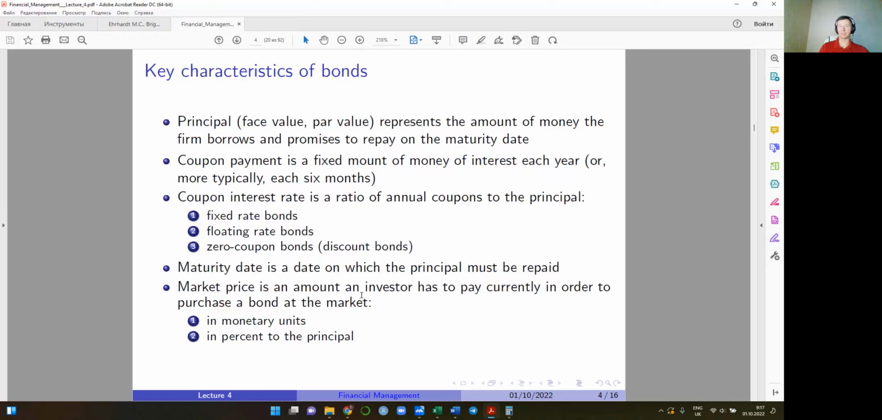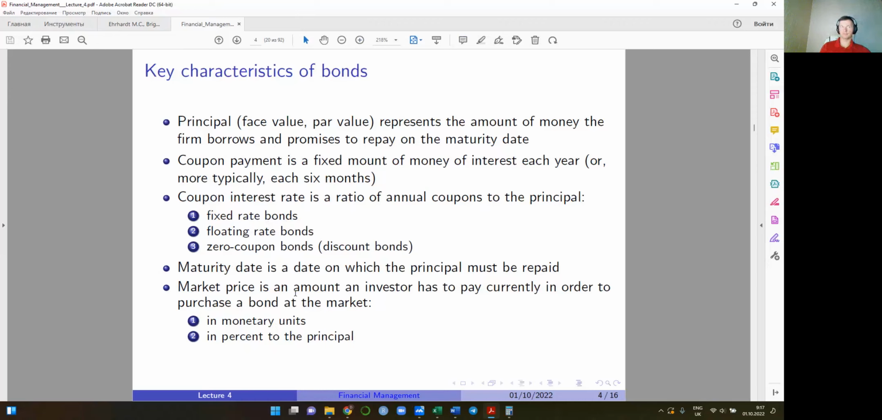So in order to value a bond, we must know all these characteristics but market price. Basically, principal, coupon payment, and maturity date are needed. Or coupon interest rate. One of these two.